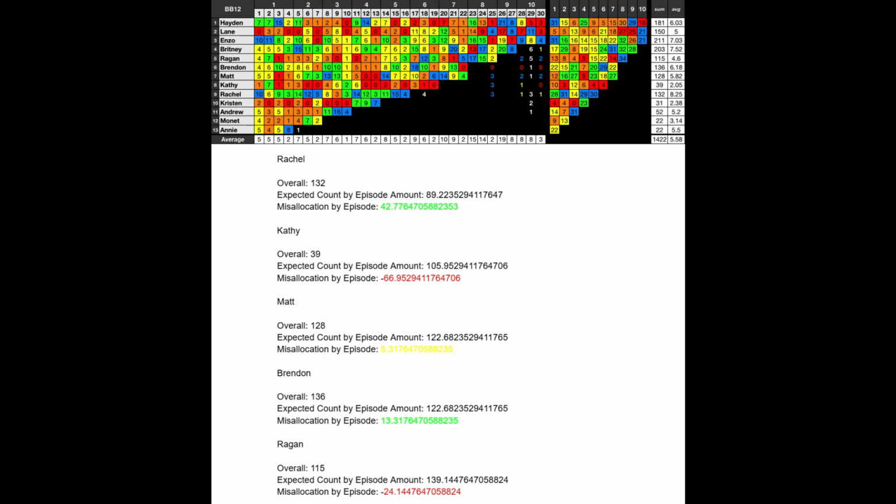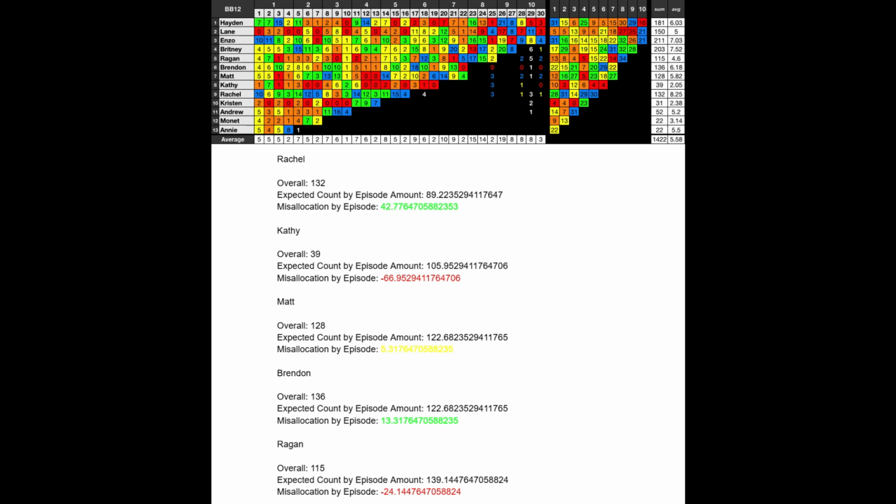So everything I said about Kristen, I could just eat my words because Kathy has 39 diary rooms and her expected count by episode amount is 105.95. This causes a negative 66 misallocation, which means that she is missing 2/3 of the diary rooms that she should have if the season was evenly distributed with the diary rooms. Literally, I don't think anyone will beat Kathy in this regard. And this is just utterly horrendous. Though you can kind of understand because she really wasn't involved in the dynamics of the season like that.